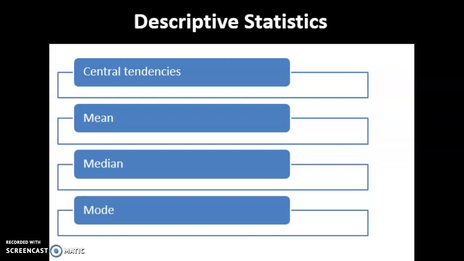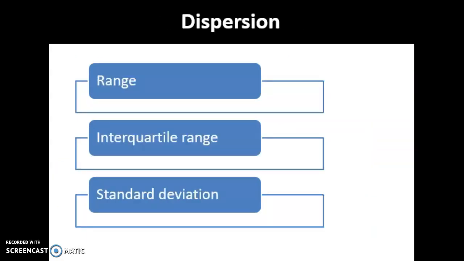So moving on to dispersion. Dispersion is the action or process of distributing data over a wide area. So the range, I'll talk about the range first.